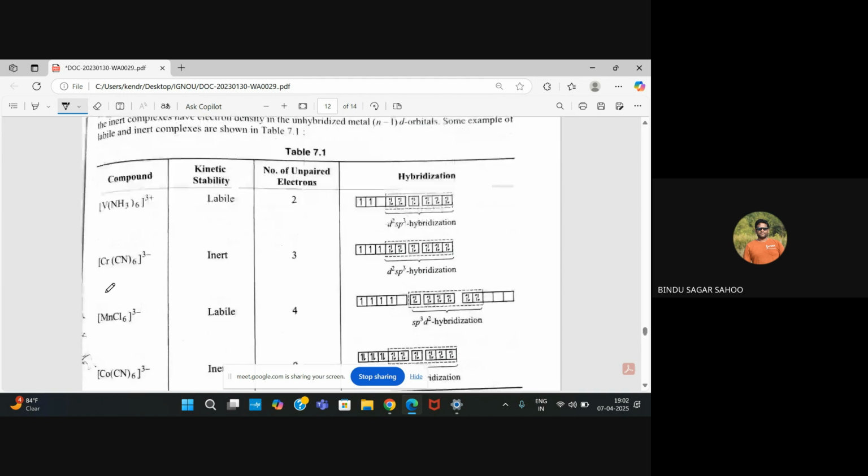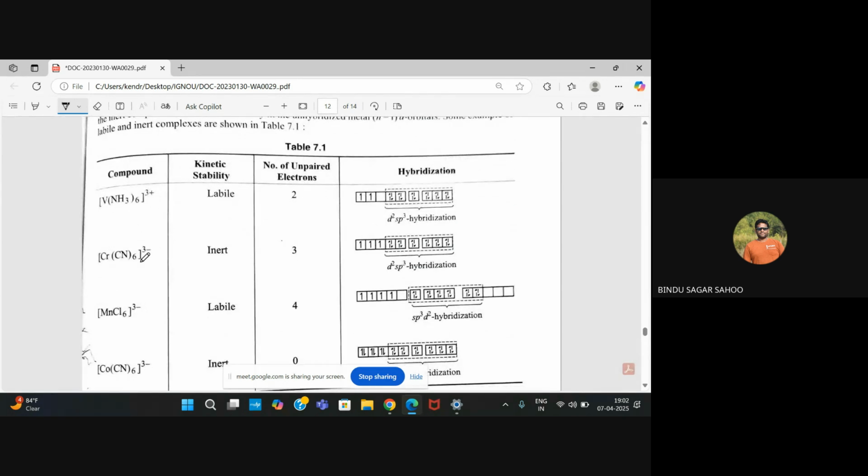Similarly, you can check here chromium cyanide complex. It is utilizing the inner d orbitals, and it will be an inert complex because there will be no vacant d orbital for attack of the incoming ligand to that position.